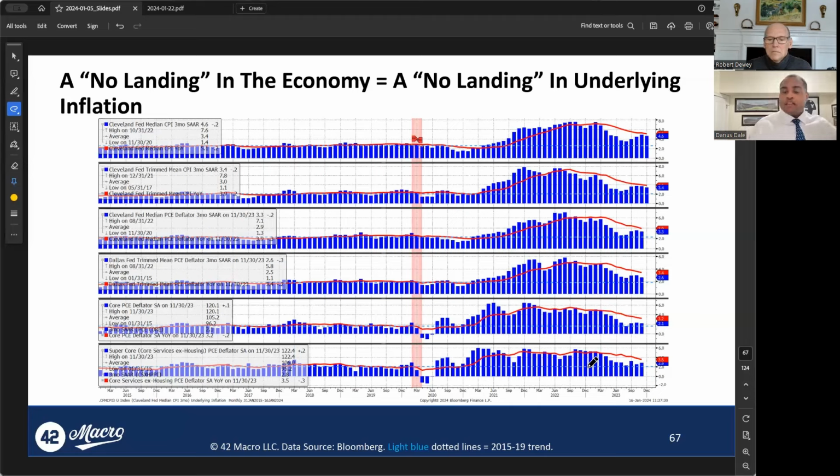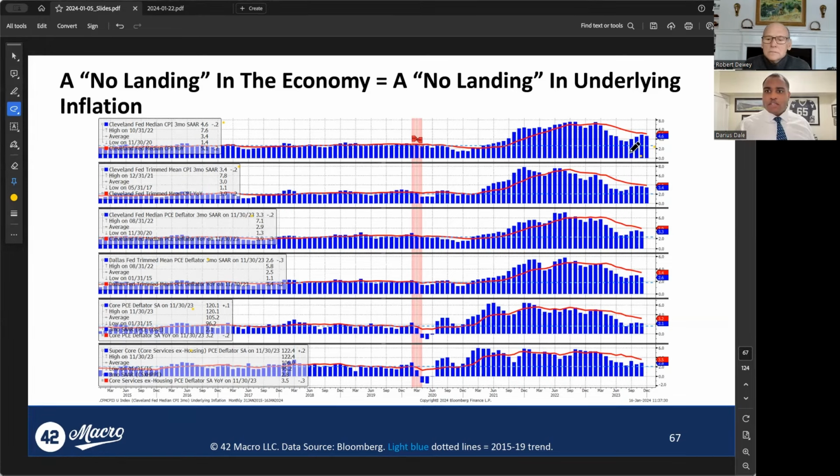And we use, again, this is our fundamental research. So in this chart here, we're showing median CPI, trim mean CPI, the median PCE deflator, the trim mean PCE deflator, and then the core PCE and super core PCE. And the blue bars in each of these panels represent the 3-month annualized rates of change. The red line in each panel represents the year-over-year rate of change, and the light dotted blue line in each panel represents the 2015 to 2019 trend of the three-month annualized bars.